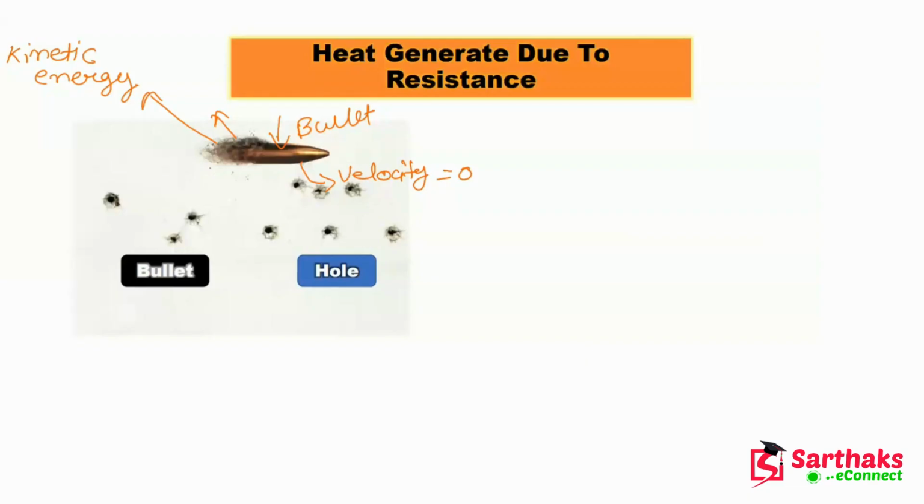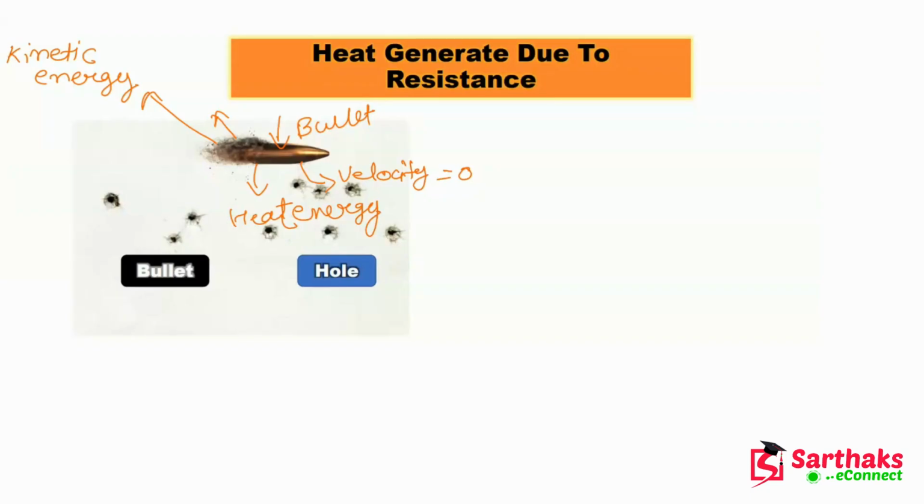But we know by energy conservation that energy is always conserved. So where did this kinetic energy go? Where has it vanished? It didn't vanish anywhere. It is converted into heat energy. So you will see lots of heat after the collision of this bullet with the wall.